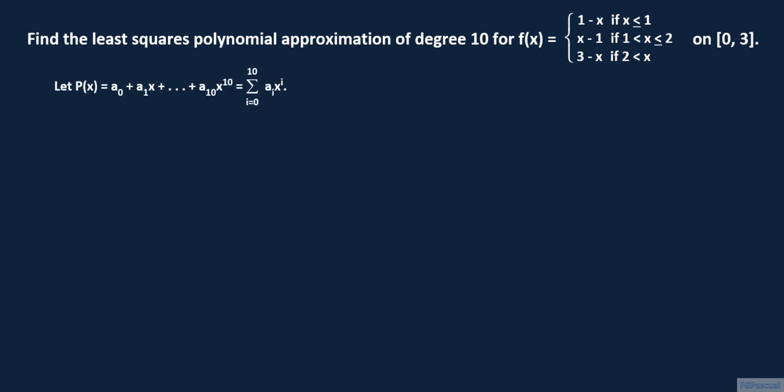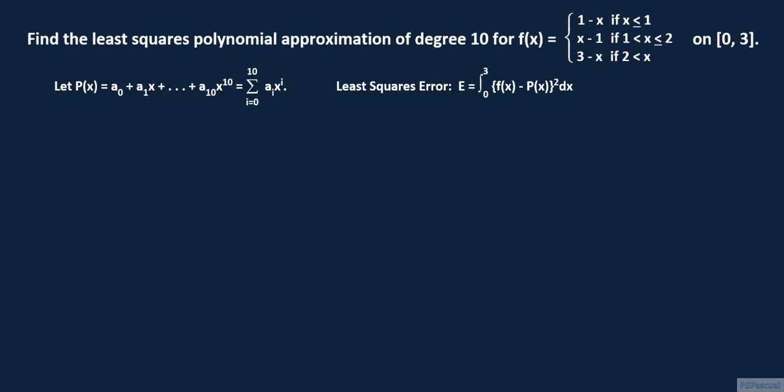Let p of x be the least squares polynomial approximation where p of x is the sum of a sub i times x to the ith power, and i goes from 0 to 10. If p of x is the least squares polynomial approximation of f over the closed interval from 0 to 3, then p must minimize the least squares error e, which is given by the integral over the interval from 0 to 3 of the square of the difference between f and p.